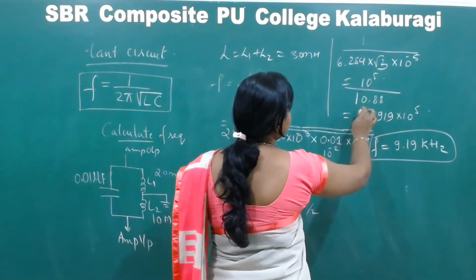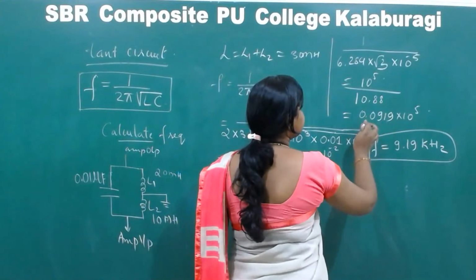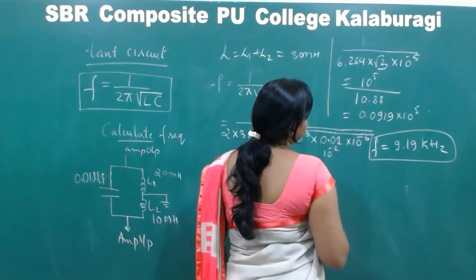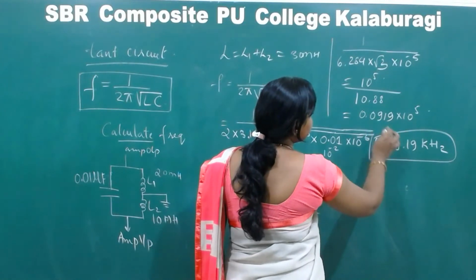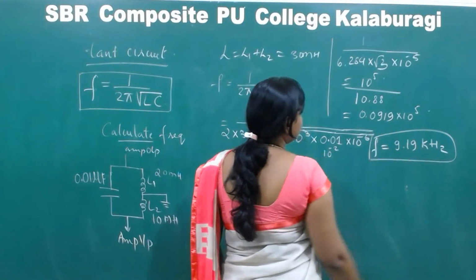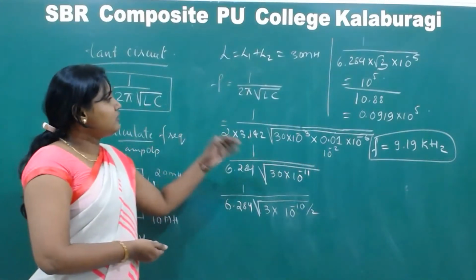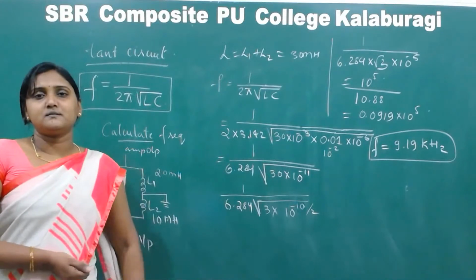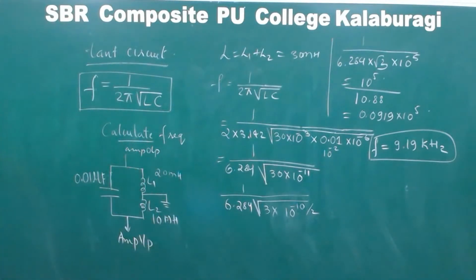6.284 into root 3 is 10.88. That is, 1 divided by 10.88 is 0.0919. Shifting the decimal point by positions, it becomes 9.190 kilohertz. So this is the final answer and a method to solve for the tank circuit. Clear? Now moving to the next numerical.